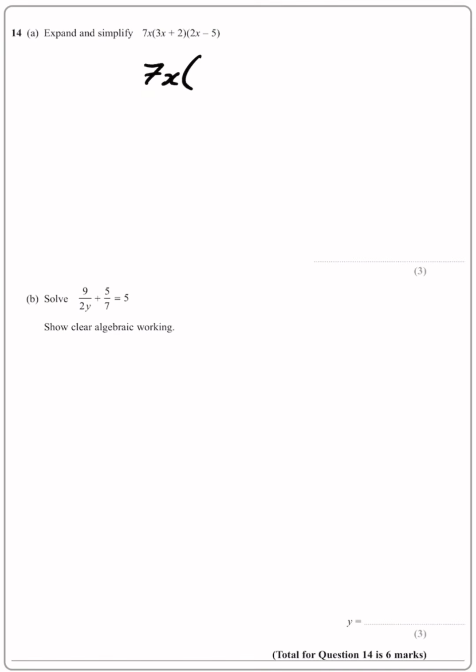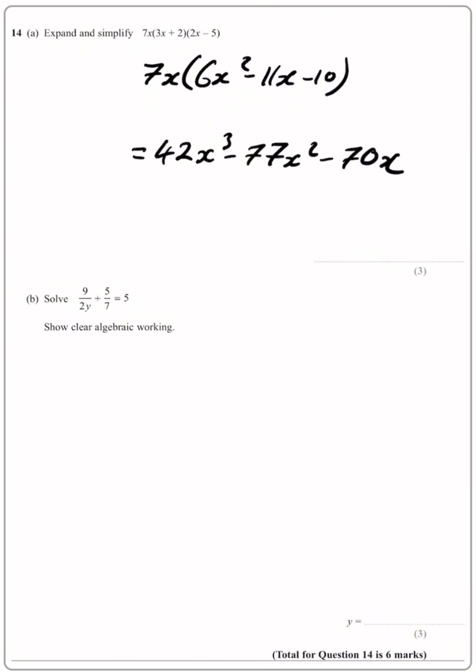For 14, expanding 7x times (3x plus 2) times (2x minus 5). I've expanded the double brackets first: 6x squared minus 11x minus 10, and then multiplied each part by 7x, giving us 42x cubed minus 77x squared, subtract 70x.